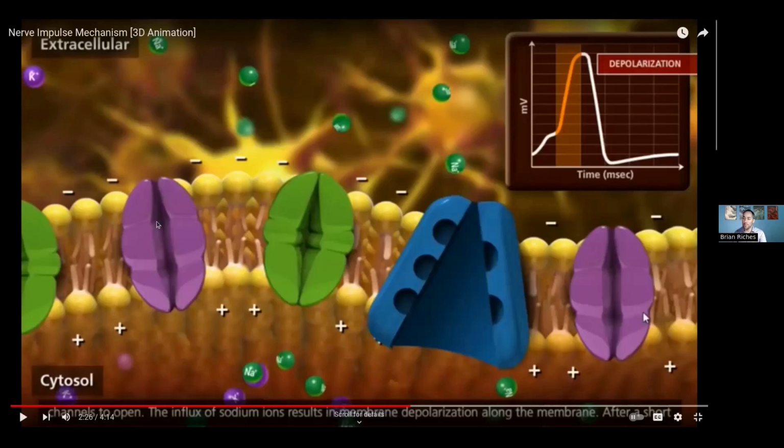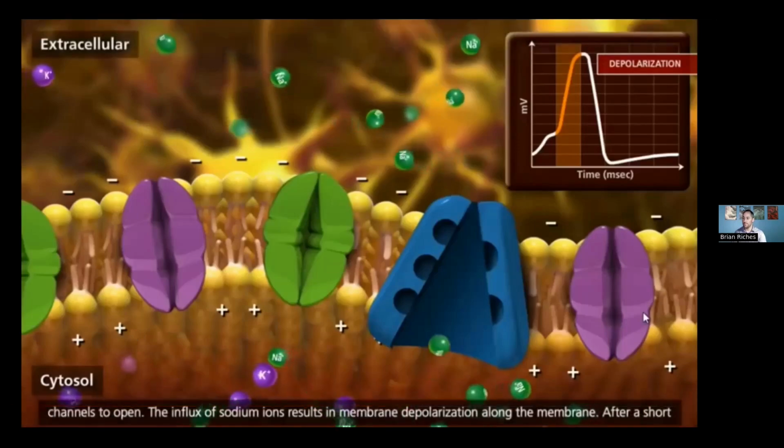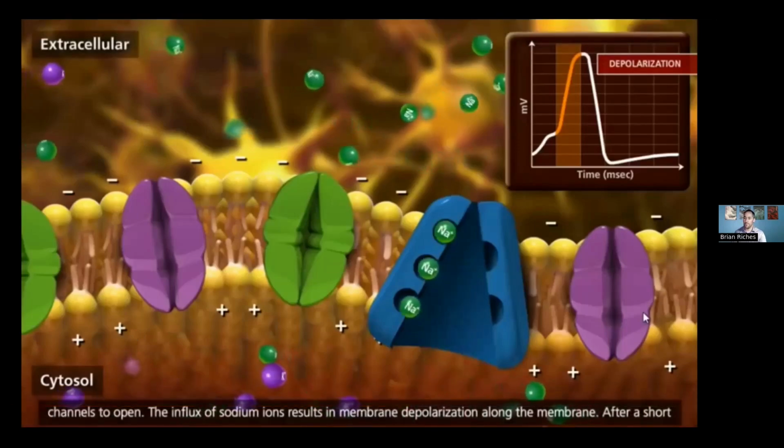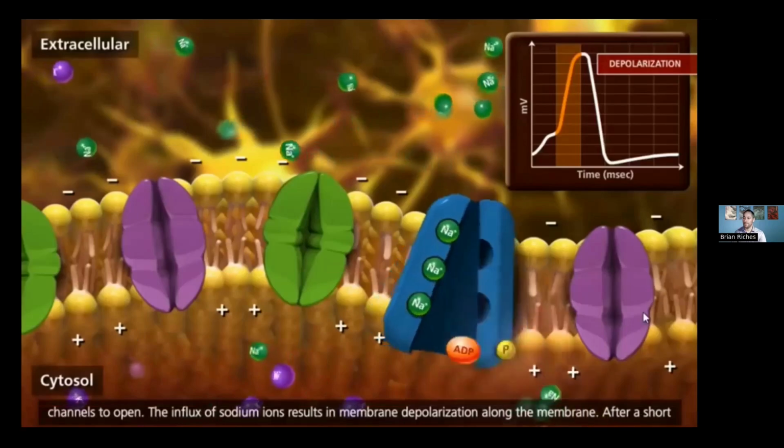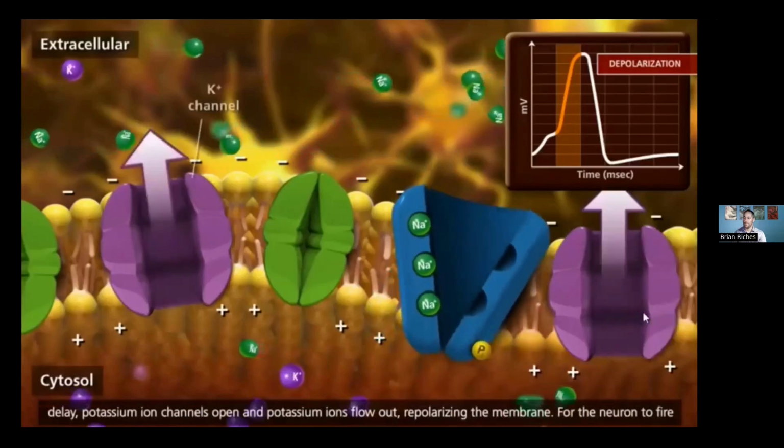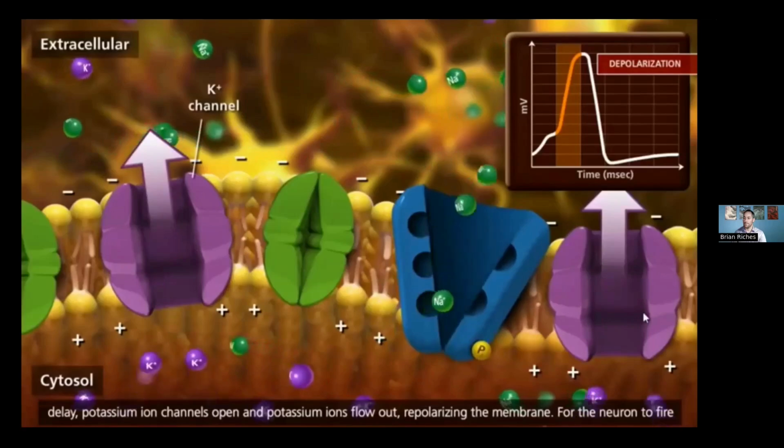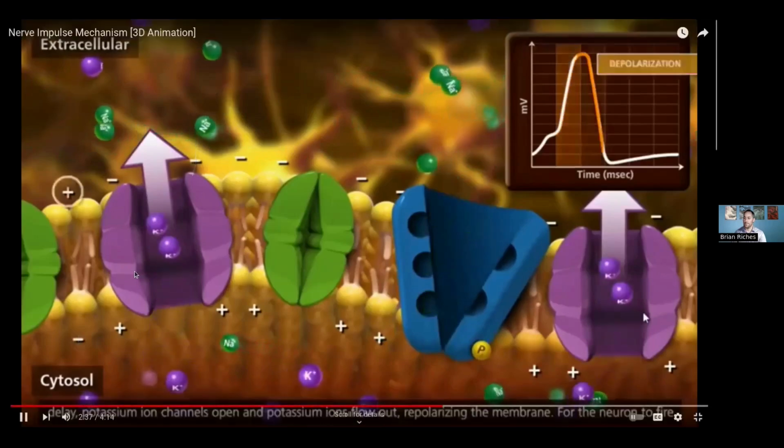And so in that process, the ions are only moving across the membrane. They're not going down, but the resulting charge is the same strength the whole time passing down through the axon. Influx of sodium ions results in membrane depolarization along the membrane. After a short delay, potassium ion channels open and potassium ions flow out.